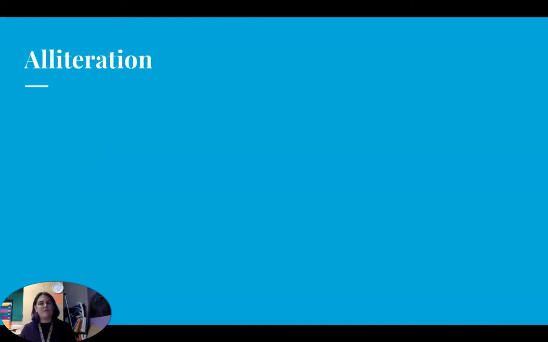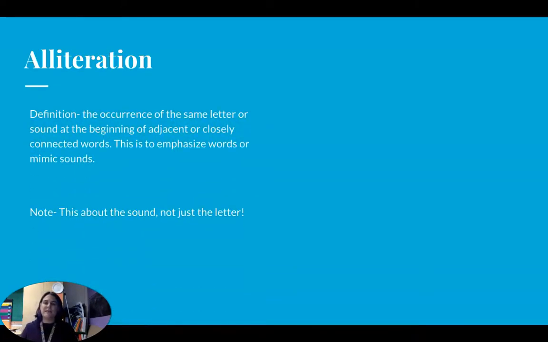We're going to start with our favorite, alliteration. A lot of people like this one. The official definition: the occurrence of the same letter or sound at the beginning of adjacent or closely connected words. This is to emphasize words or mimic sounds. Keep in mind, alliteration is about a sound, not just a letter.